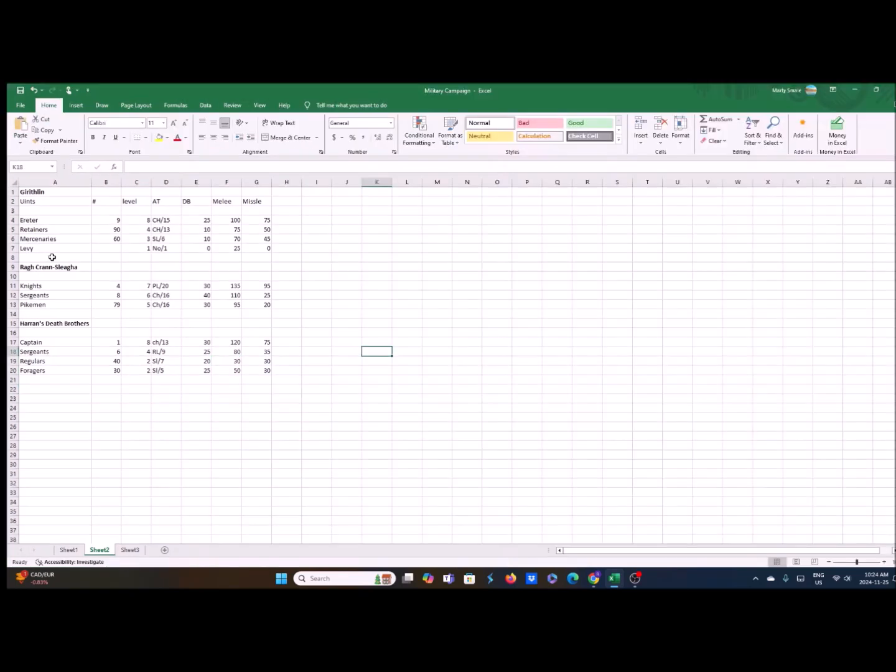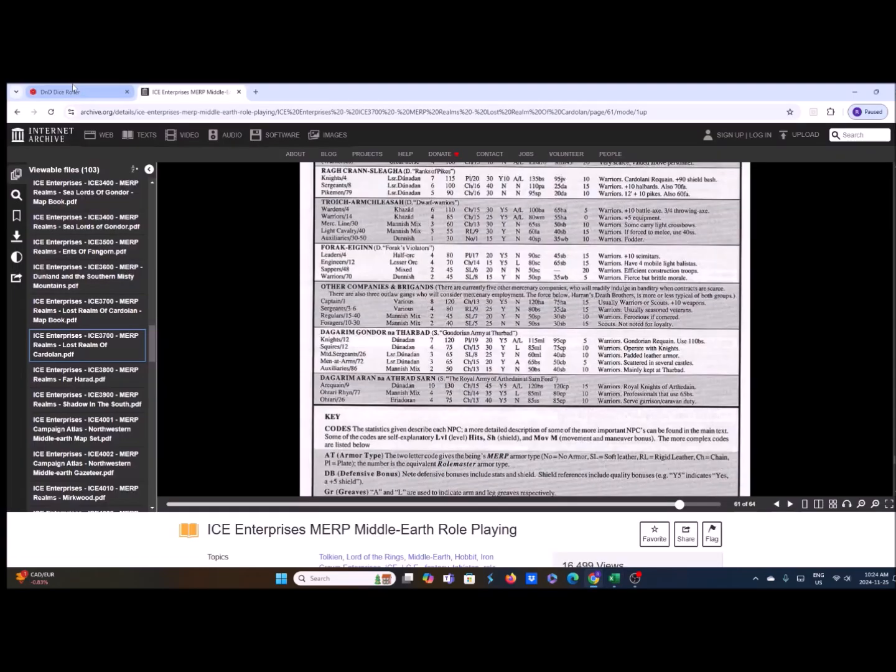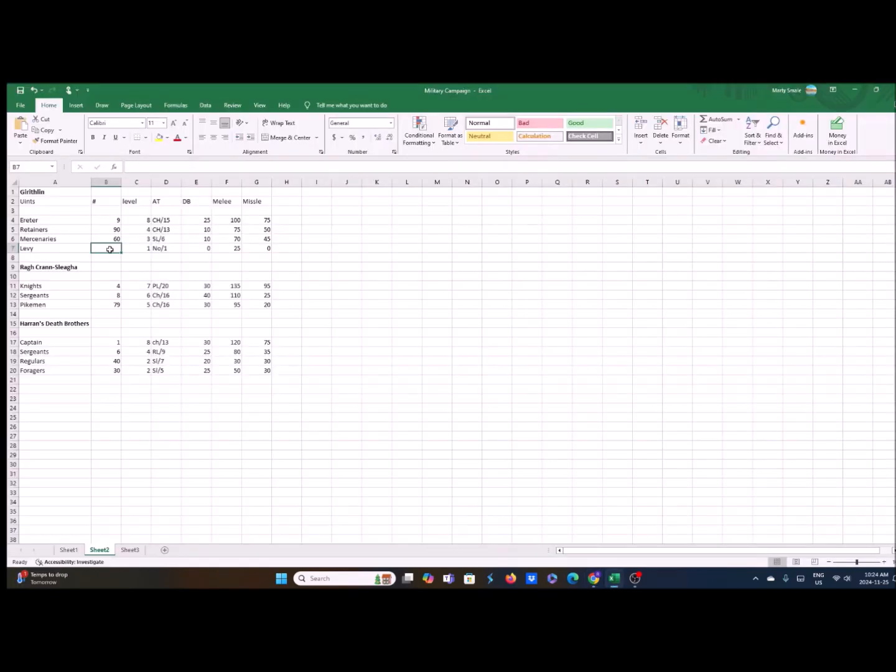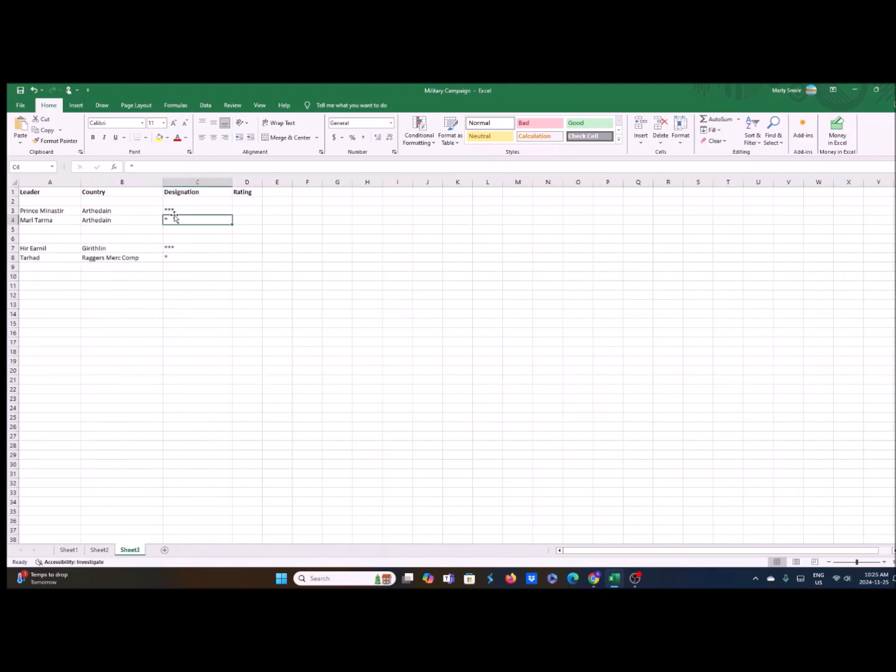There. Now I also didn't put Grithlin's militia. We'll do 600 militia for him. So the odds are fairly even as far as that goes, though quality is not the same, obviously. Now we go to leaders.